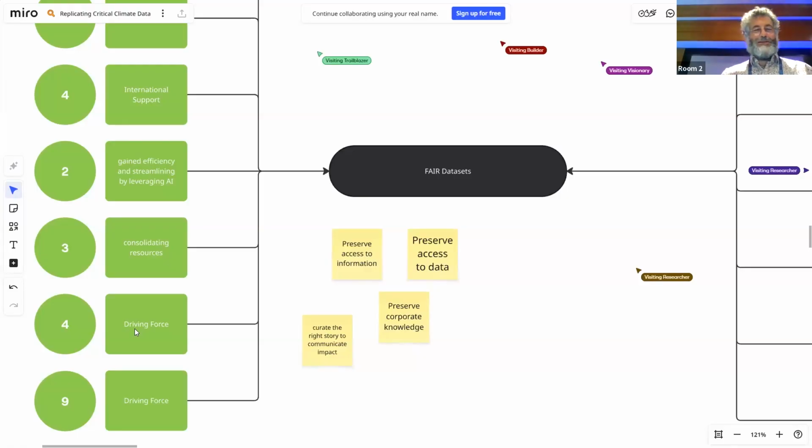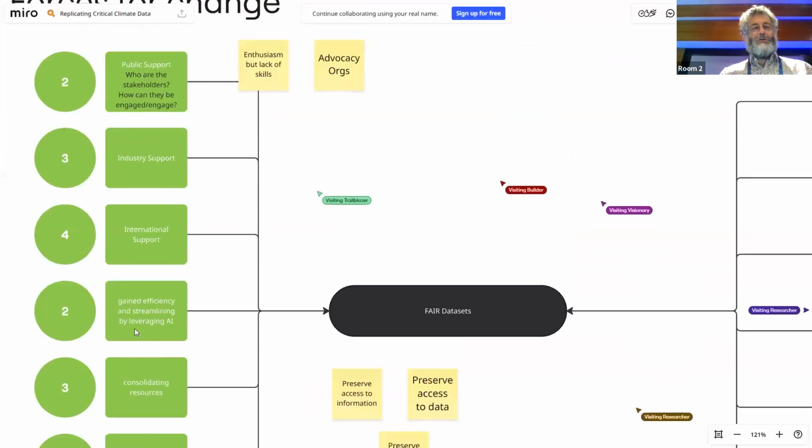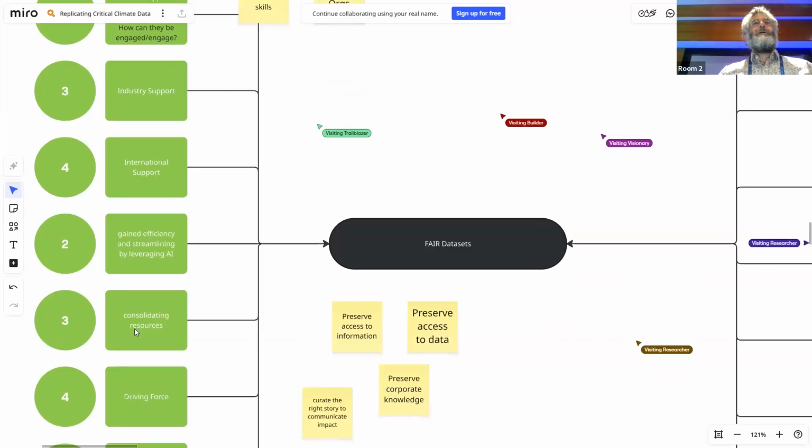Thank you for mentioning that. Do we want to keep that under public support, or could it be its own driving force? Advocacy orgs. As long as it's captured somewhere. Yeah.